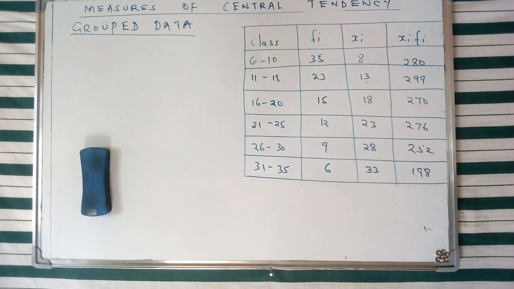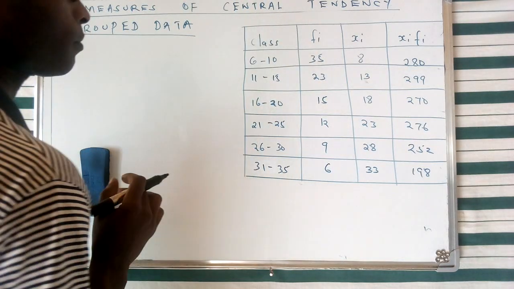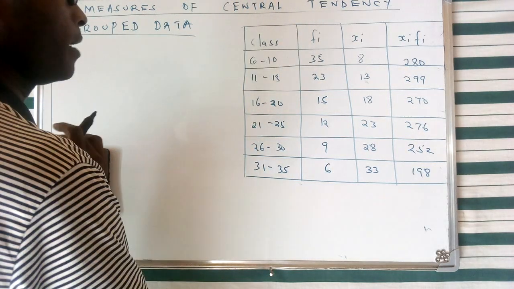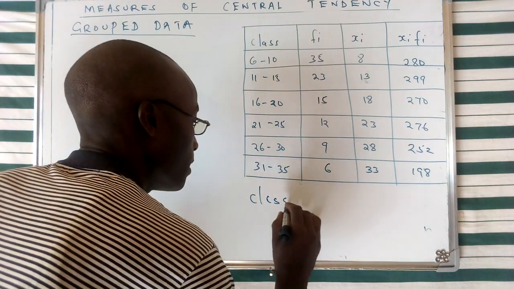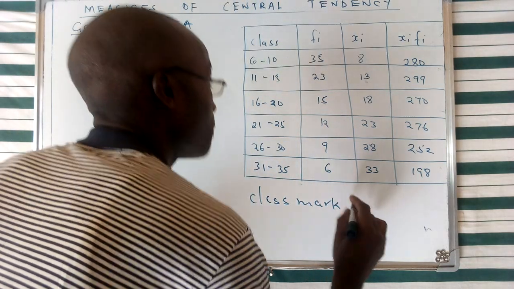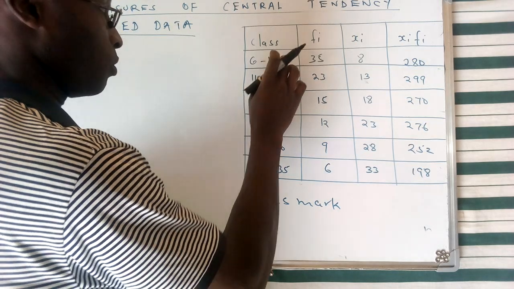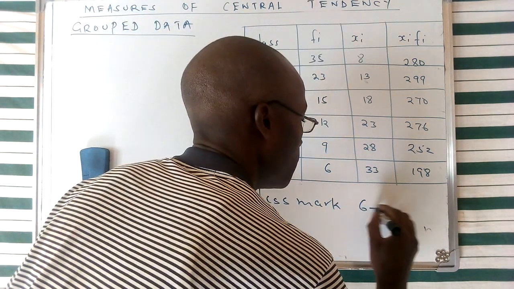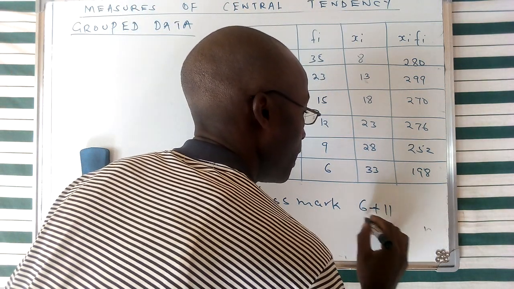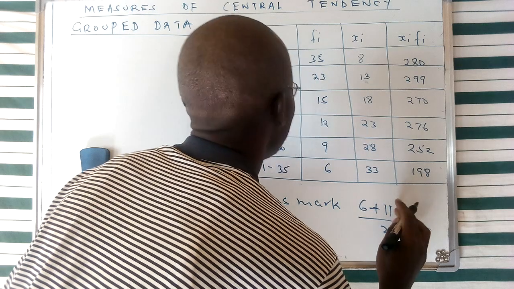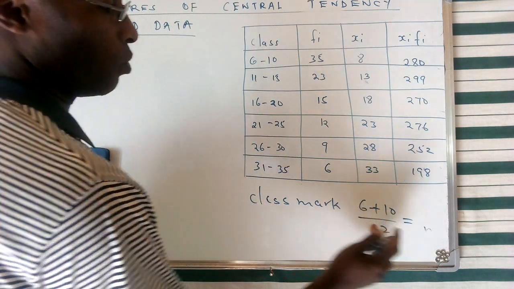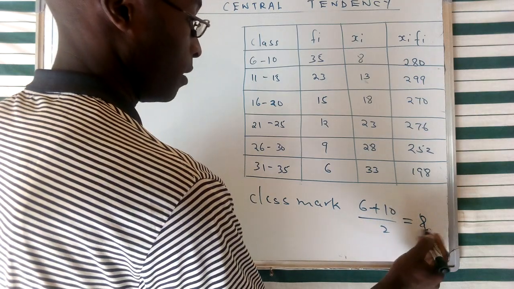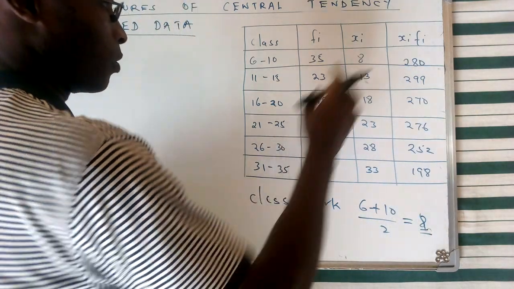Now, I mentioned that in case we have a class given in this particular case, we can find what we call the class mark by finding the average between, so I'm going to use the first class, the average between the upper and the lower class limit of that specific distribution. So this is going to be 6 plus 10 over 2, which is basically going to be 8. So our class mark in this case is going to be 8.